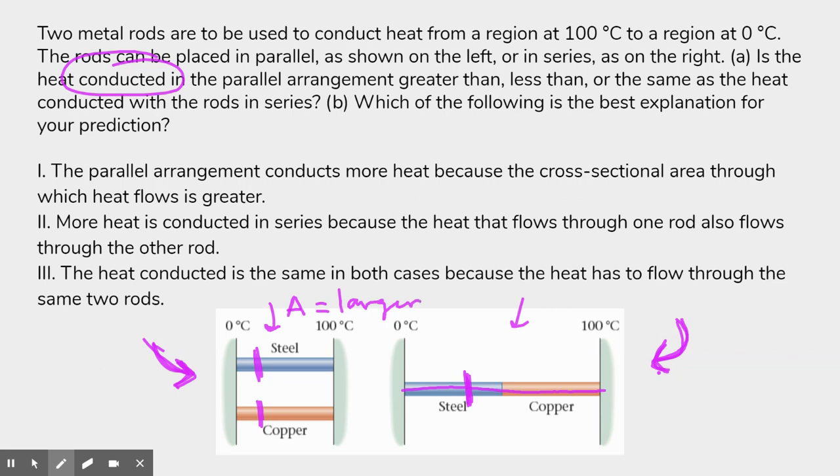Second, we have delta T. We see it's going from 0 to 100 both times in both cases. Here on the right, we have this rod going from 0 to 100 and this rod going from 0 to 100. So that's twice the temperature difference. Over here, we just have everything in a row, so we see a temperature difference occurring once. So we're going to find that a lot more heat is conducted over here in this parallel arrangement. And our best explanation for that is here. It is because the area through which the heat flows is much greater.